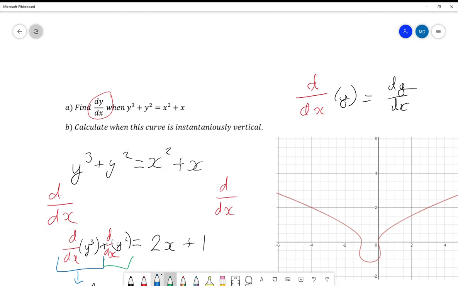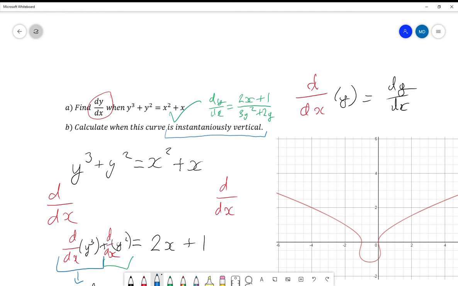Okay. So that was part A. We end up with dy by dx is equal to 2x plus 1 all over 3y squared plus 2y. Now, part B. Calculate when this curve is instantaneously vertical.